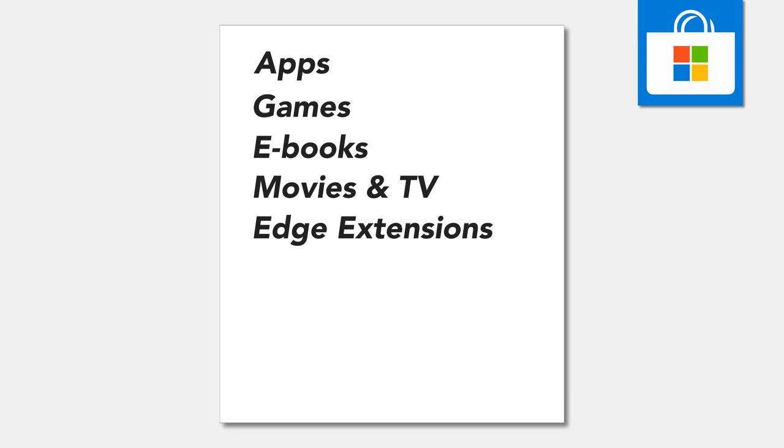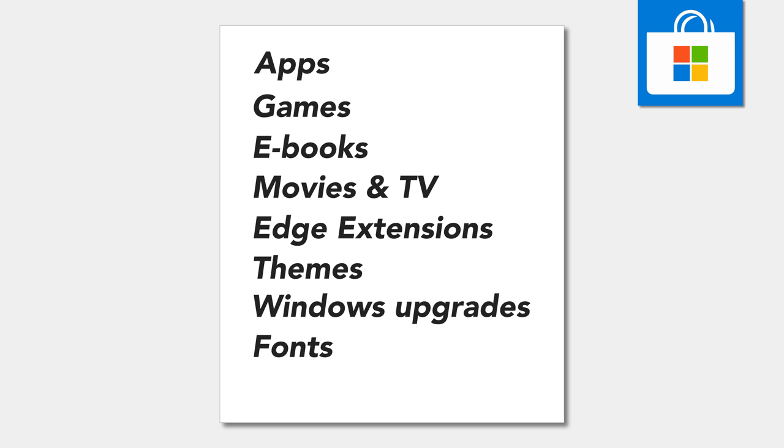Last year, the store received a new logo and was renamed from Windows Store to Microsoft Store. This apparently is supposed to signify that Microsoft no longer thinks of this as just an app store, but rather a store for much more. You can now download or buy the following things in the Microsoft Store. Apps, of course, games, ebooks, movies, and TV shows, extensions for Microsoft Edge, the default Windows 10 web browser, themes that let you customize the look and feel of Windows, Windows version upgrades, fonts, and even Microsoft hardware like Surface devices. Availability depending on your region, of course.